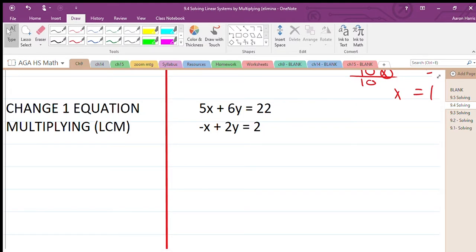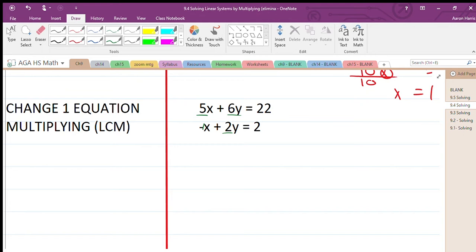Okay, so let's change one equation by multiplying using the LCM. And when would I have to use this? Well, I have a 5 here, a negative 1 here, a 2, and a 6. None of them match. None of them are additive inverses. So what do we do? We are going to pick one of the equations and we are going to change it.